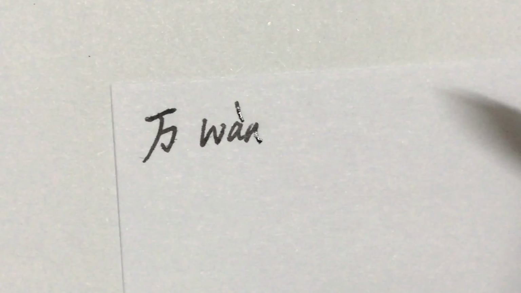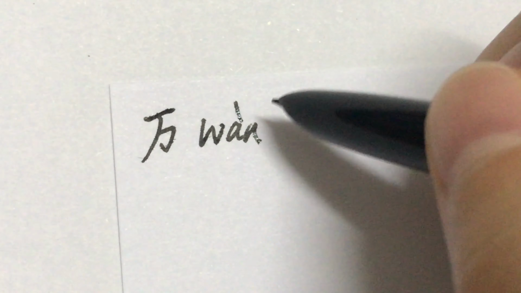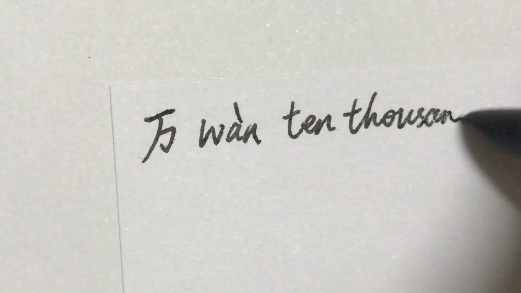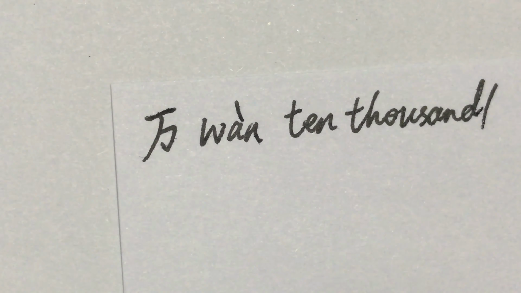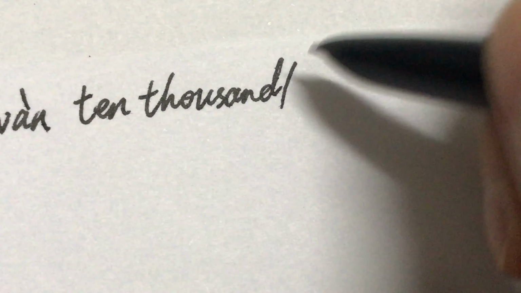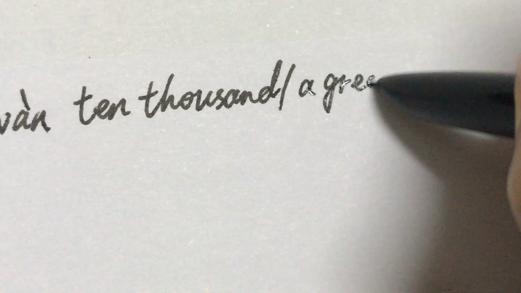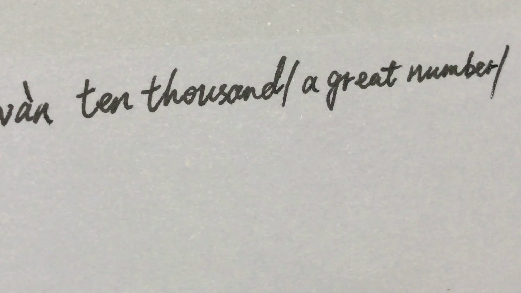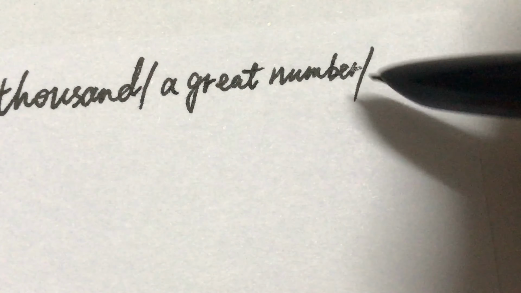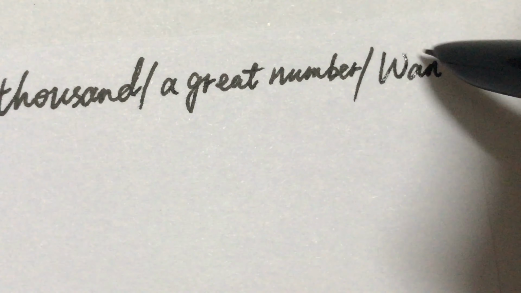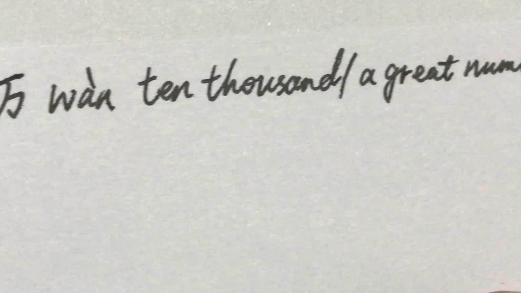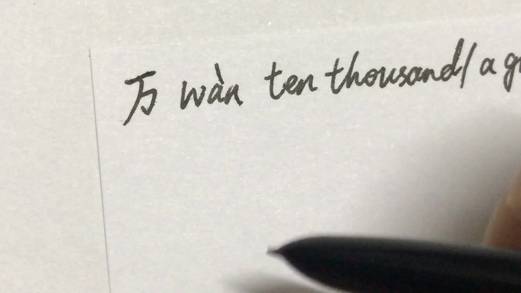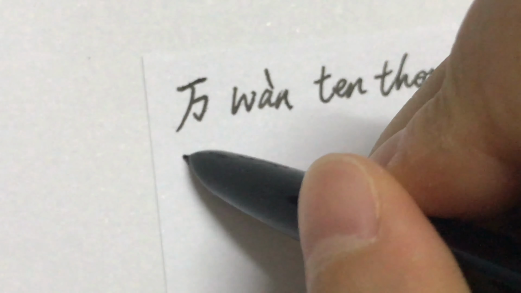One means 10,000. A great number. Chinese surname 1. For example, 万物, all living things.